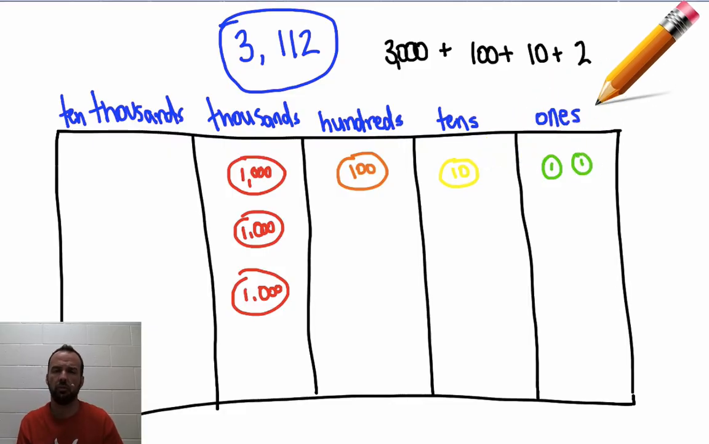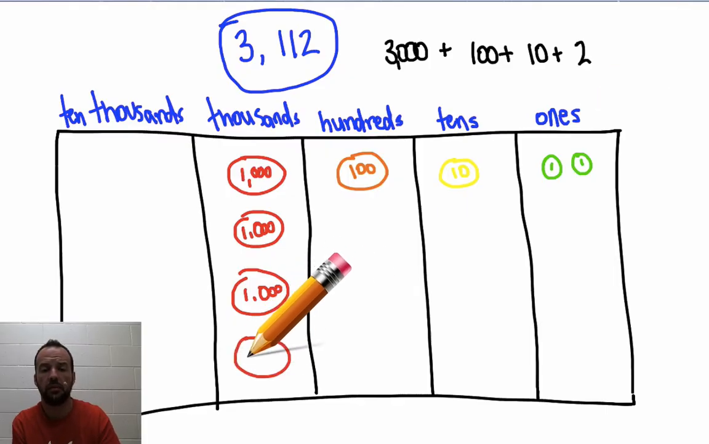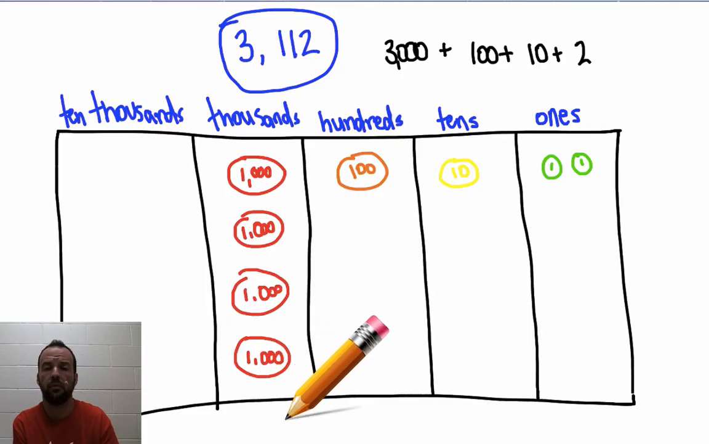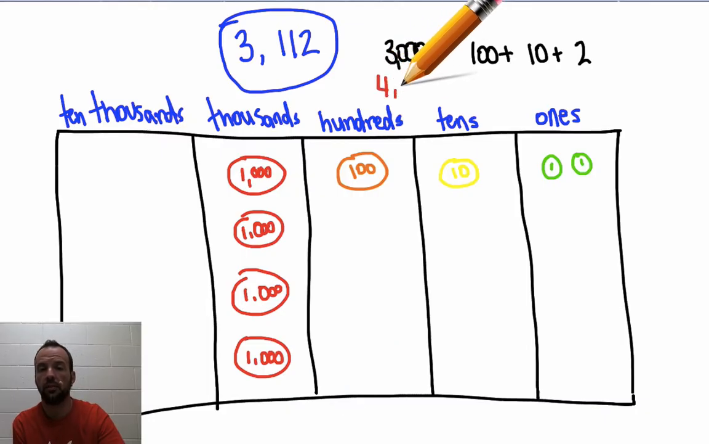Easy enough. That was just kind of a review, kind of a practice there on those skills. If I added in one more 1,000 right here, what would 1,000 more than this number be? If right now I have 3,112, what would 1,000 more be? Exactly, it would be 4,112, right? Nothing else changed.